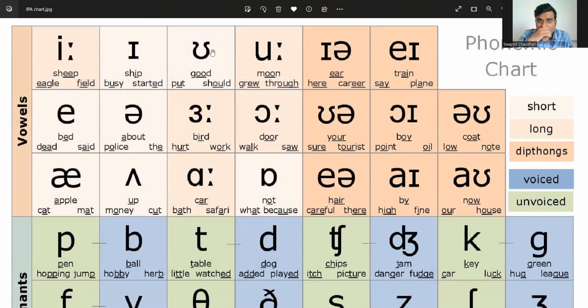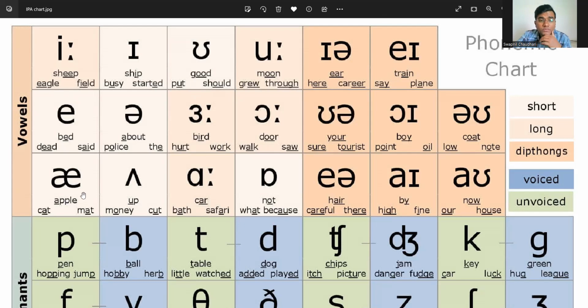The clay pot, right? So this is the short oo sound. Okay? So good, put, should, short oo sound. They are represented by this symbol. And then we have the long oo sound represented by this U with a colon sign. Moon, grew, who, long oo sound. So these are the vowel sounds.